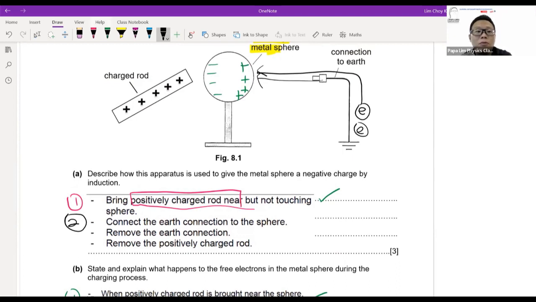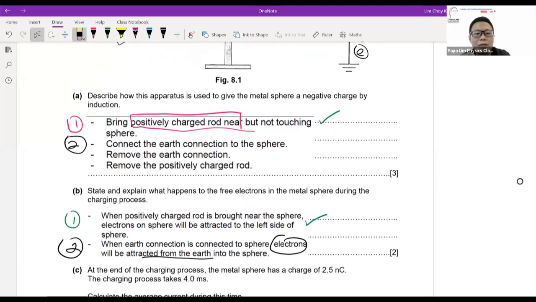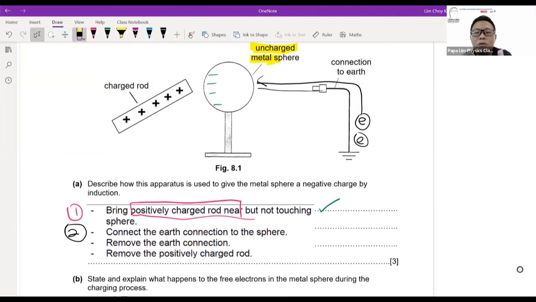And as a result, you'll find that the right side positive charges will be neutralized by the electrons from the ground itself. Now, at this moment in time, remember, you have to take note, you have to remove the earth connection first. Do not remove the positive rod first.